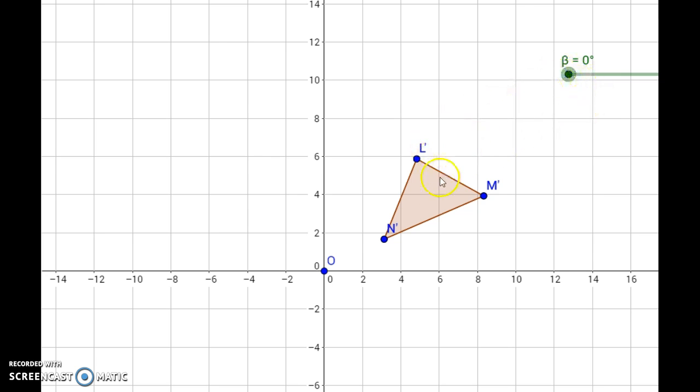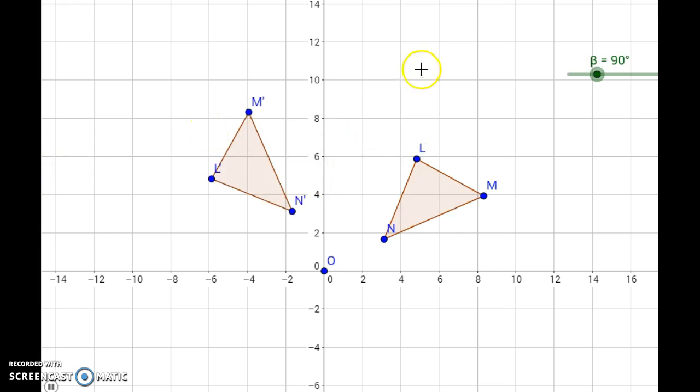So when it is 0, the image and the object are all lying together. So I have two triangles here: triangle NML and triangle N dash, M dash, and L dash. I will play this rotation, and you will see how it rotates counterclockwise about the origin, and here is the movement.